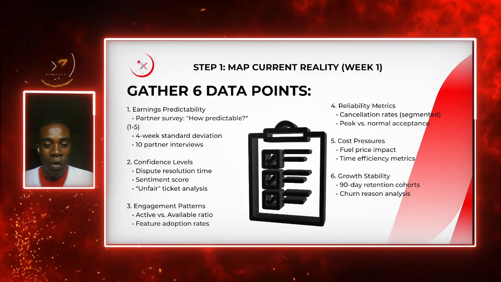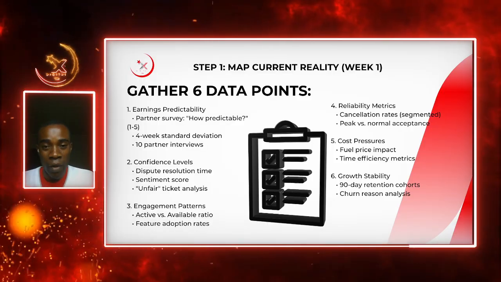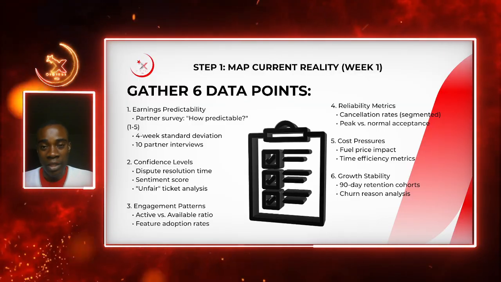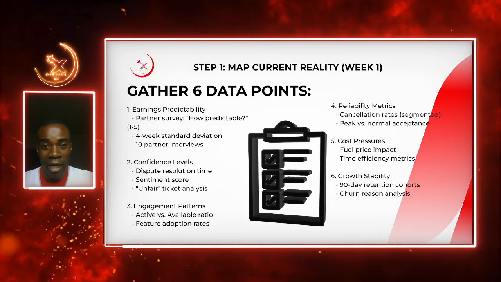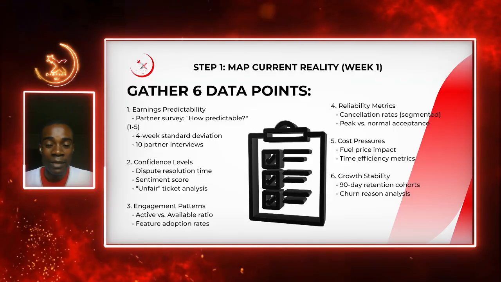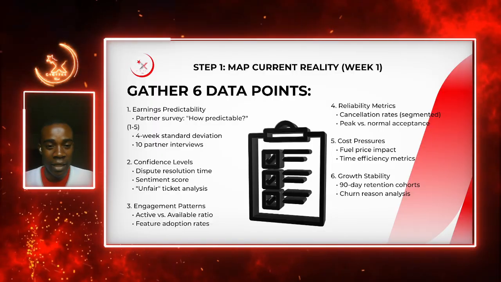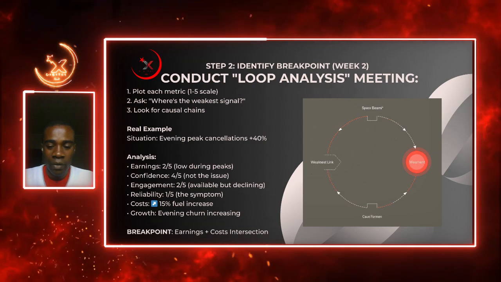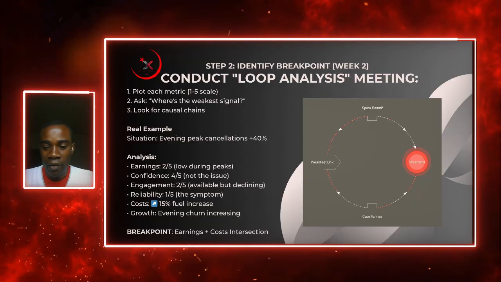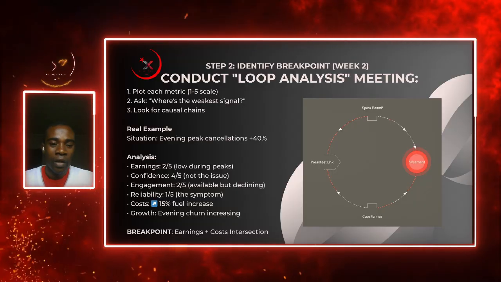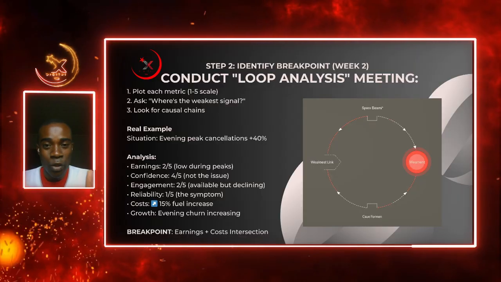And finally, six, growth stability. Here you conduct a 90-day retention cohort and ask these two questions. Why are people actually churning? And what's the lifetime value trend? These are six simple data points, but once you gather them, analyze them properly, and understand them, they'll provide you with profound insight. That leads us to week two. Here you bring your team together and you plot these on the loop diagram and ask one question.